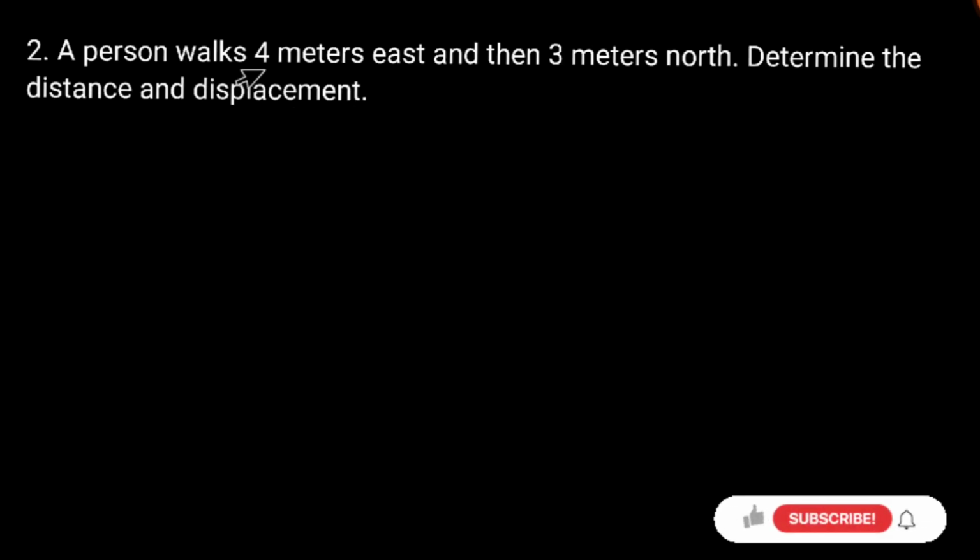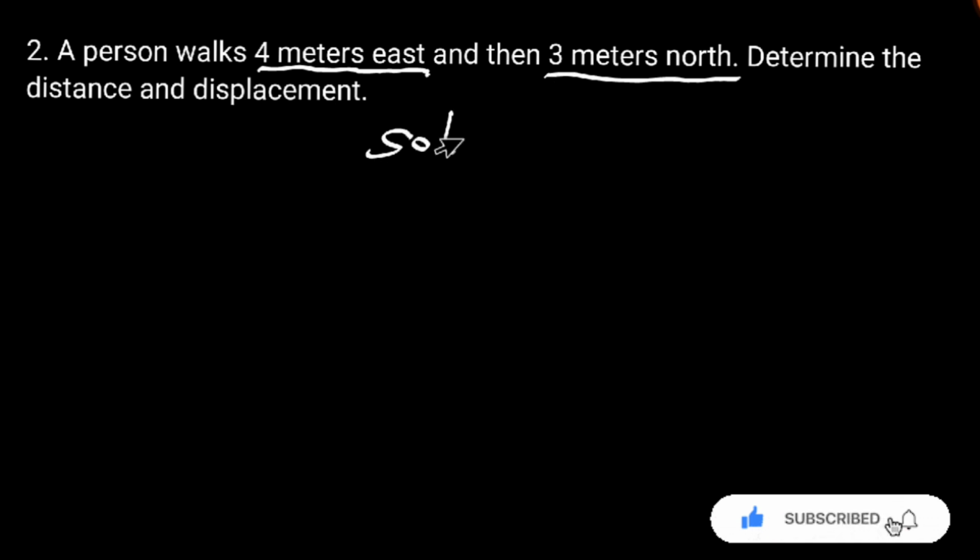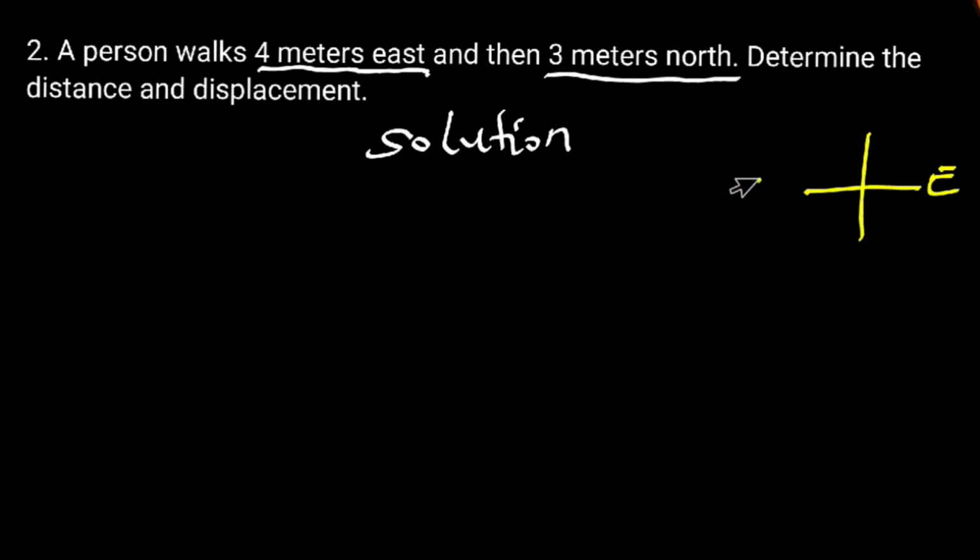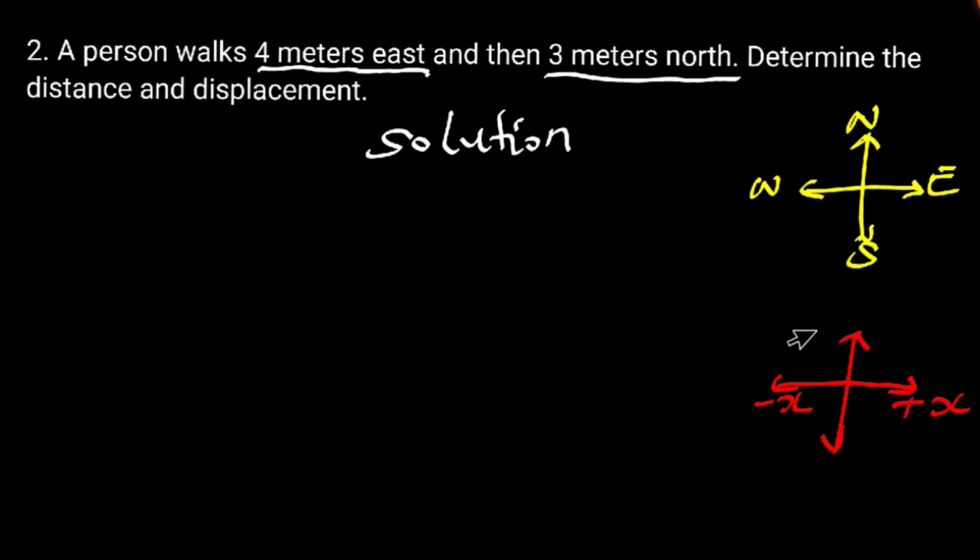A person walks 4 meters east and then 3 meters north. Determine the distance and displacement. So solution. But then let's first of all draw our cardinal points and Cartesian coordinates. So this is east, west, north and south. These are our cardinal points, and then our Cartesian coordinates. This is plus x, this is minus x, this is plus y, this is minus y.